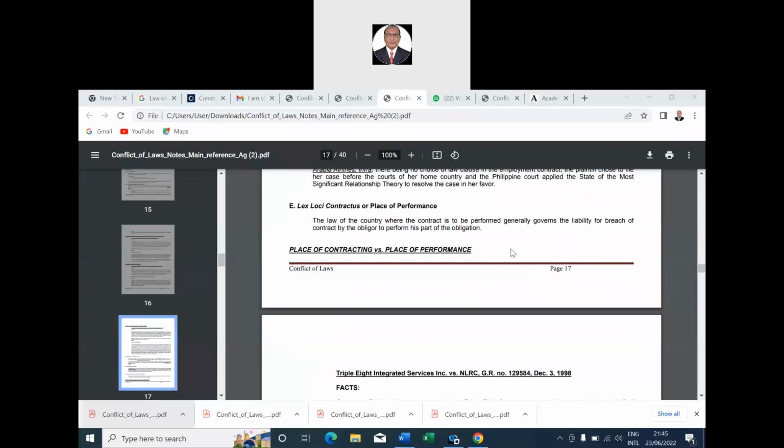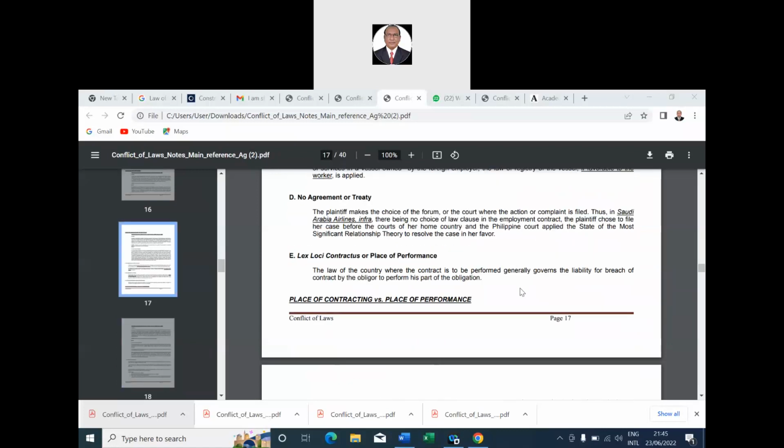So now let us see lex loci contractus, or place of performance. The law of the country where the contract is to be performed generally governs the liability for the breach of contract by the obligor to perform its part of the obligation. Where it will be performed, generally that country's law has the more dominating power.